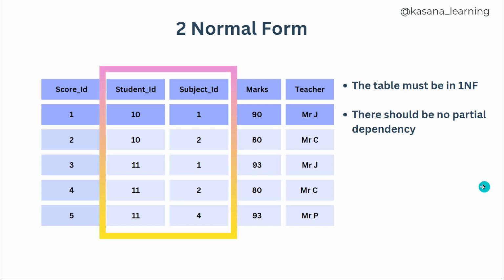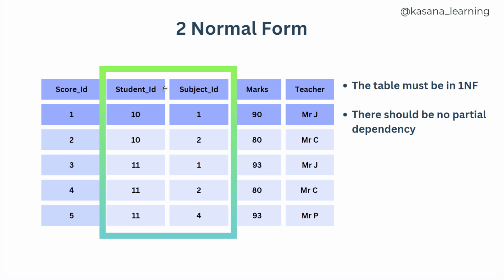Now looking at the score table, we have the score ID. This score ID is unique and this can act as candidate key and primary key. And there is one more way, that is combining the student ID and subject ID together to form a candidate key or the primary key.